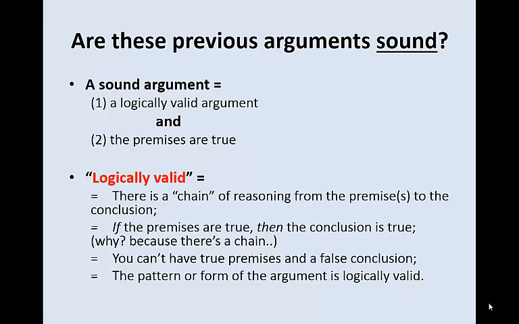Another thing true about logically valid arguments is that you can't have true premises and a false conclusion. Why is that? Well, because if the premises are true, then the conclusion is true as well, so you can't have true premises and a false conclusion. Another thing about logically valid arguments is that they are of a pattern or form where the argument is logically valid. So, our concern is, are these arguments sound or not? That is, are they valid and are the premises true? And if the premises are true and if they're valid, that would mean the conclusion is true as well.